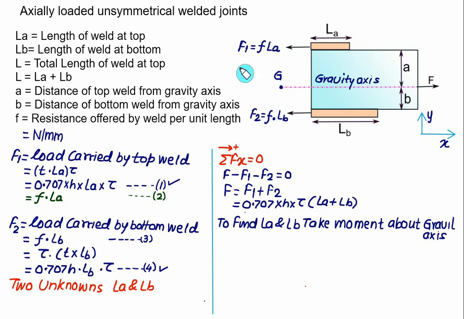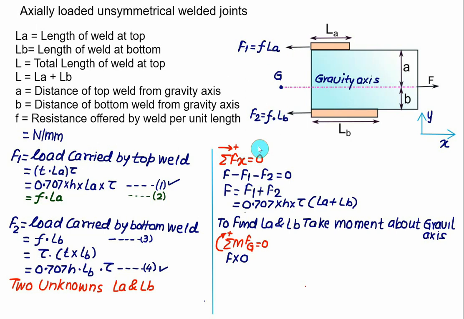The force F1 will make an anticlockwise moment, and the perpendicular distance between F1 and the gravity axis is equal to A. Secondly, the force F2 will make a clockwise moment, and the perpendicular distance for F2 is equal to B. So this time we'll take the sum of moments of all forces about G equal to 0. Whether you take clockwise positive or anticlockwise positive, you have to mention it first. So I will say here that clockwise I will take positive. As far as the force F is concerned, the perpendicular distance is equal to 0, so it will not cause any moment.